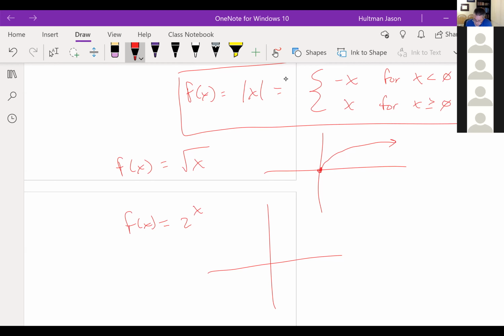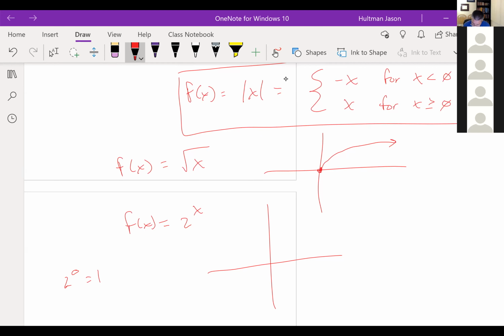Does anybody know why it's 1? 2 to the 0 is 1. It's just the law. I don't know actually. I know that it's 1, but why is it 1? I don't know. No ideas?